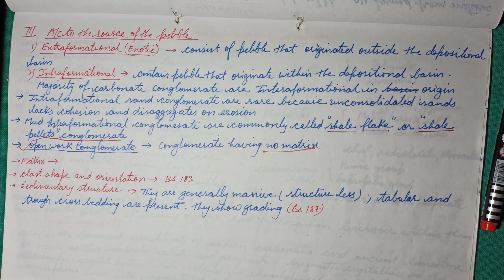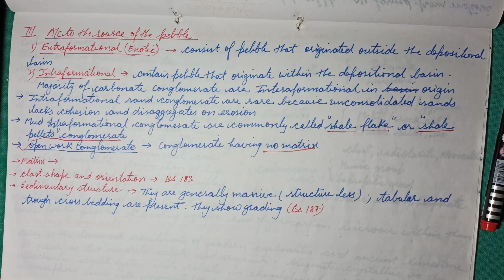If you talk about the general matrix of conglomerate, not especially about open work or intraformational or extraformational, in general it can be anything. There is a broad range of matrix for the conglomerate. You can think there may be sand, mud, carbonate, detrital fragments; anything can occur as a matrix.